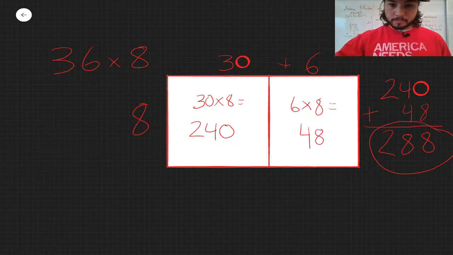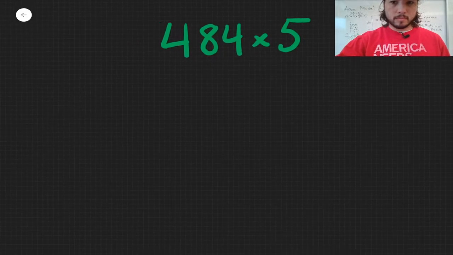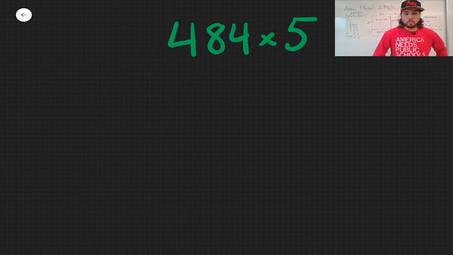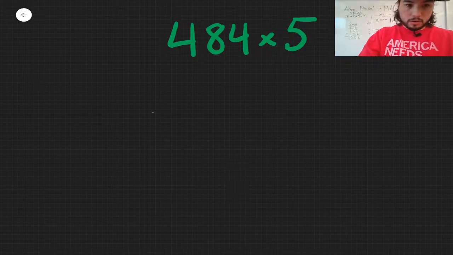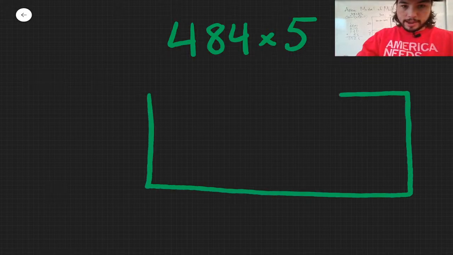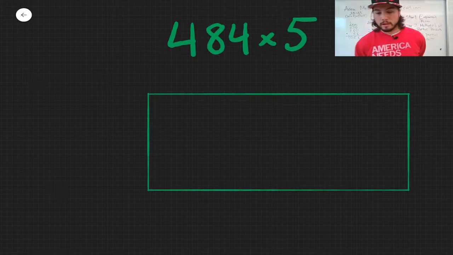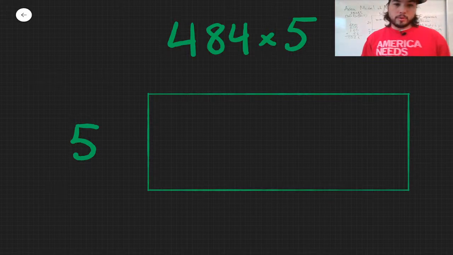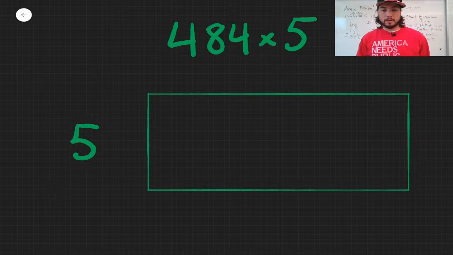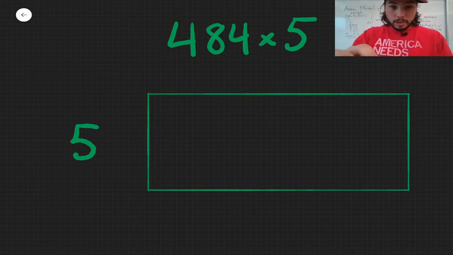All right, let's try one more. Well, we'll try 2 more. Let's do a 3 by 1 here. So 484 times 5. Go ahead and draw your rectangle and think about how many pieces we are going to separate our 484 length into. We're going to use 5 on the side here. But what would be the expanded form of 484? Yeah, because it's got 3 digits, we're going to need 3 pieces here.